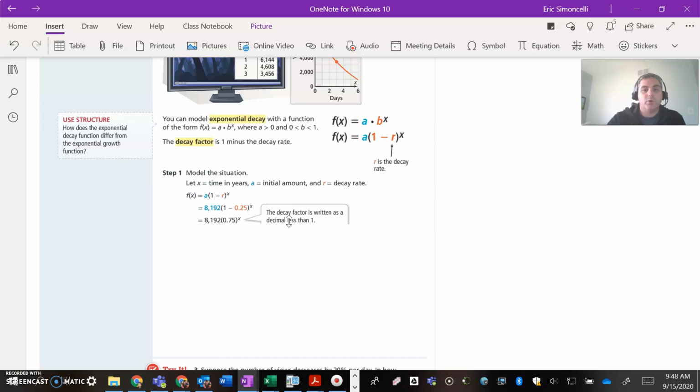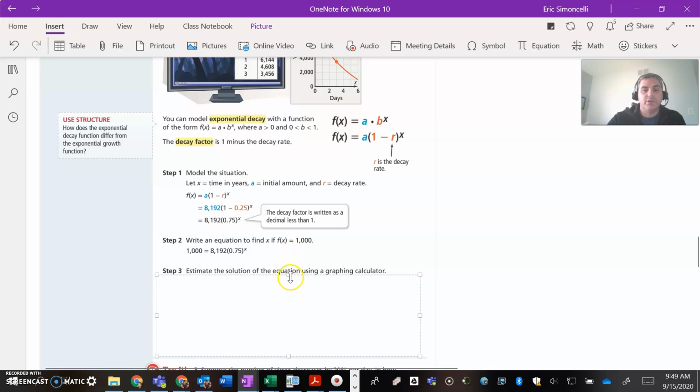Plugging in 8,192. Plugging in 0.25, again for the rate, it's going down 25%. And then we do the math, as you can see. So 8,192 times 0.75 raised to the x. The decay factor is written as a decimal less than 1, not surprisingly. So when you do that, step 2, write an equation to find x if f of x is 1,000. We're going to substitute y, or f of x, same thing, with 1,000, using this exact same formula, and we're going to go from there.